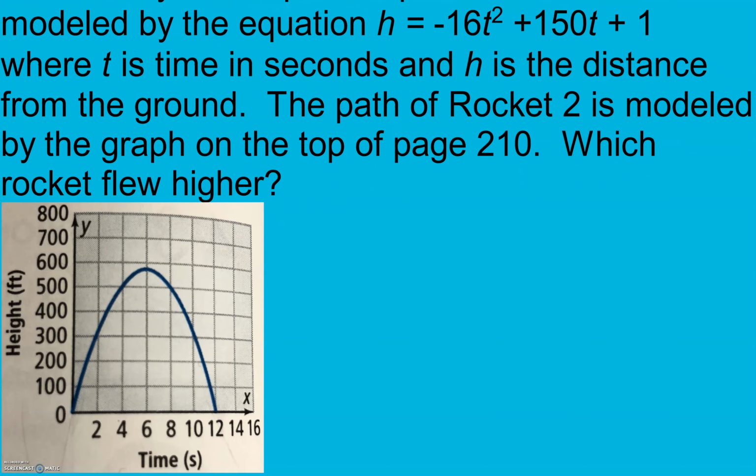So, we can figure out from our graph about how high rocket 2 flew. Keep in mind that that's going to be our maximum height right here. And that point, I'm a little off center there, that point is called our vertex. So our maximum height here is the y-coordinate of our vertex, which is about 580, let's say, or 575. So rocket 2 flew about 580 feet.